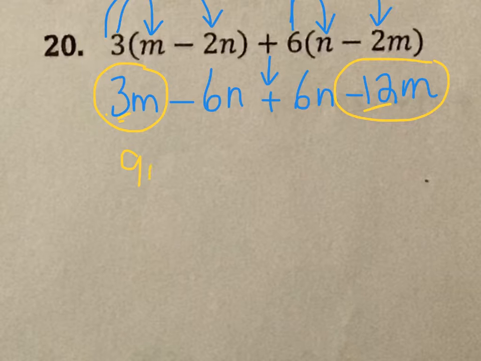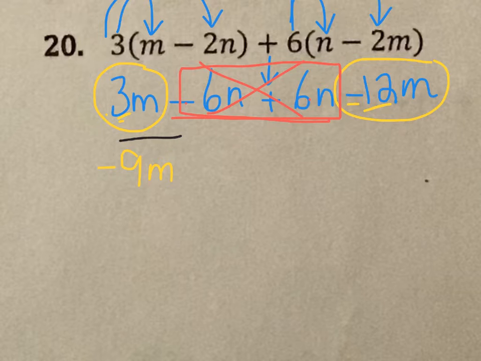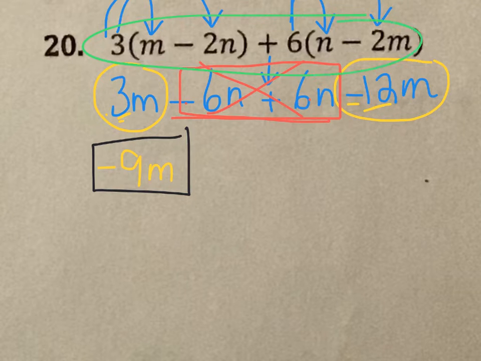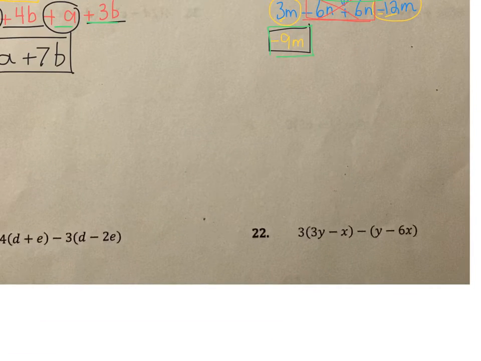That will give me 9m, but there's more negative, so it's going to be a negative 9m. And then look at this, negative 6n and a positive 6n. Negative 6 plus 6 cancel out. So this right here is now my final simplified expression. It's so cool. Look at all this. Went from all these numbers here to just this piece right there. Okay.